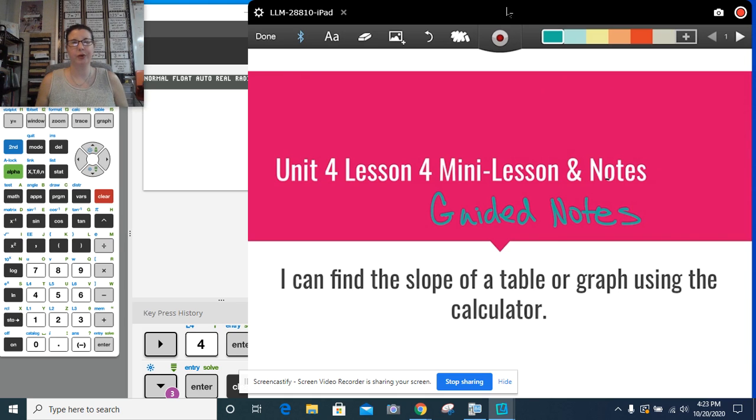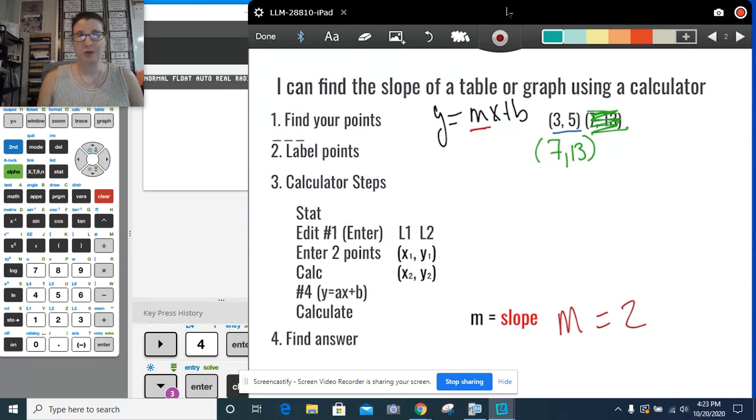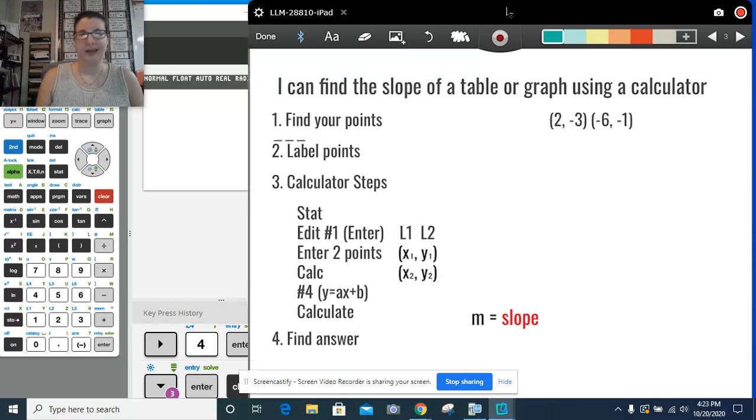Hey everyone. So if you just finished Unit 4, Lesson 4 notes, we are going to go through guided practice problems, and we are finding the slope of a table or a graph using a calculator. So we did this problem together on the mini lesson. And now I want you to pause and try this problem on your own and then come back and check your answer. I'm hoping you paused. So we're going to go through this.